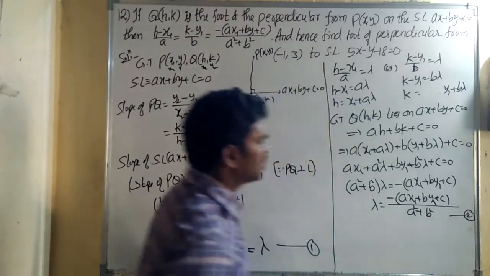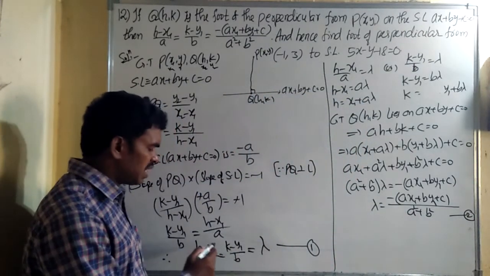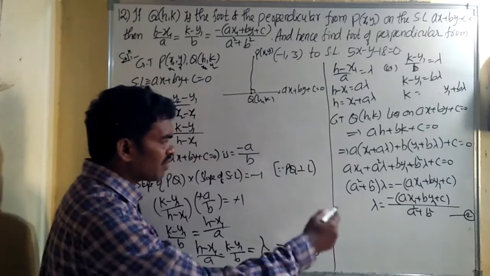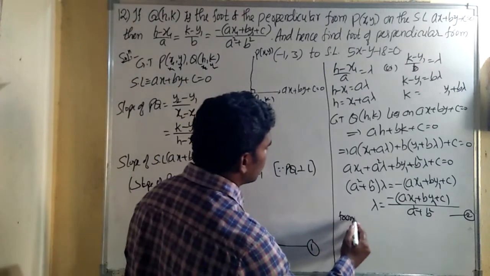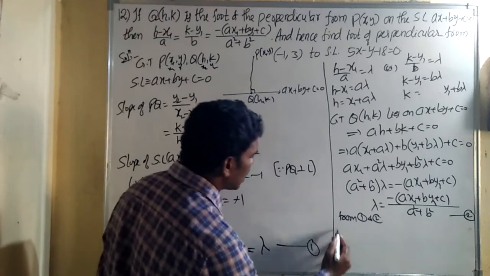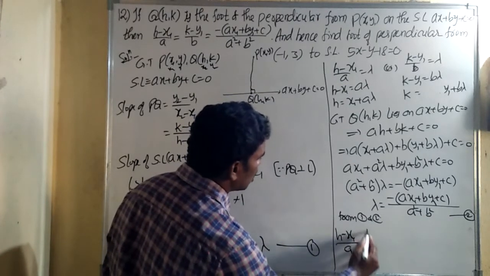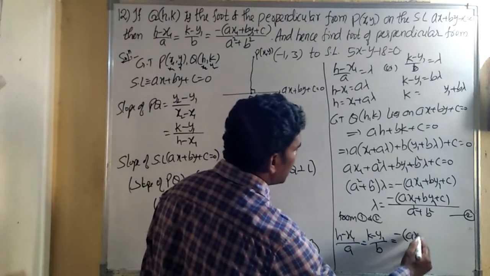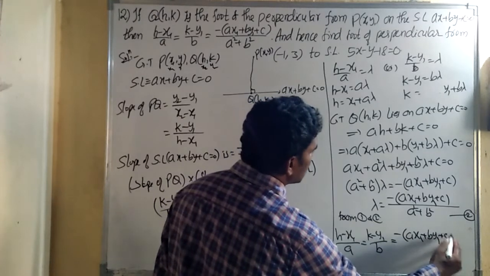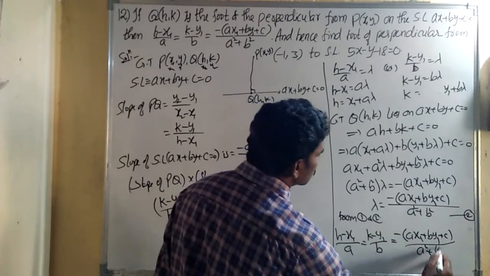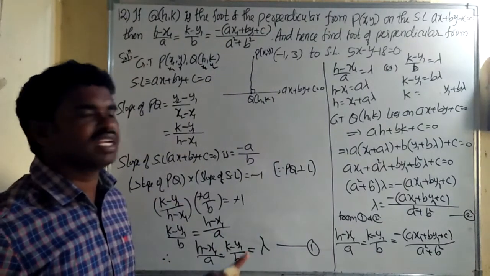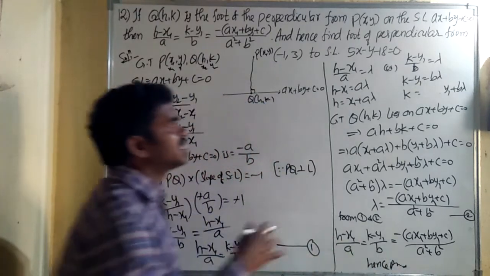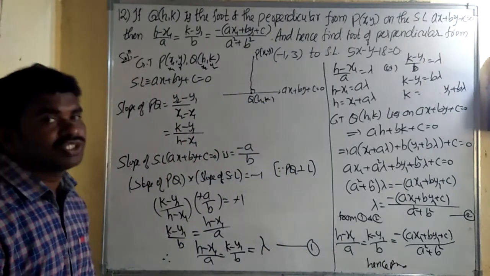Consider this as equation 2. From equation 1, (h minus x1) by a equals (k minus y1) by b equals lambda, and here lambda is so and so. So from 1 and 2 we can write that (h minus x1) by a equals (k minus y1) by b equals minus (ax1 plus by1 plus c) by (a square plus b square). Got it? Very simple. So hence proved. This is the solution of question 12.